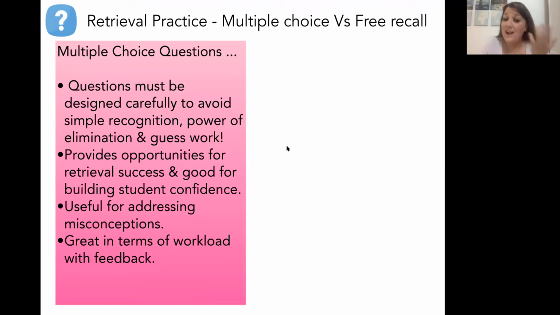Multiple choice questions are great for providing opportunities for retrieval success and boosting confidence, and they're great for younger students. Megan Sumeracki, one of the learning scientists, wrote about this, about retrieval success versus retrieval challenge, which I really like, about getting that balance, providing opportunities for success, but also really challenge students. If we design diagnostic hinge questions, they could be great for addressing misconceptions.